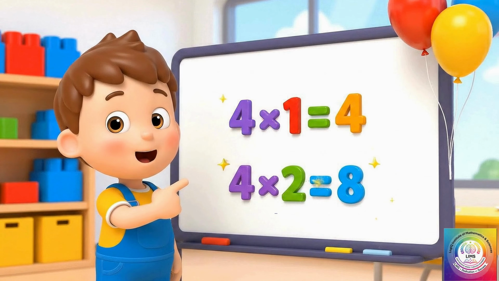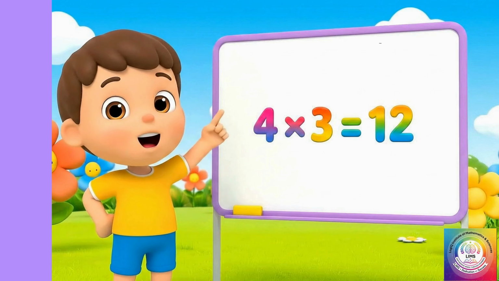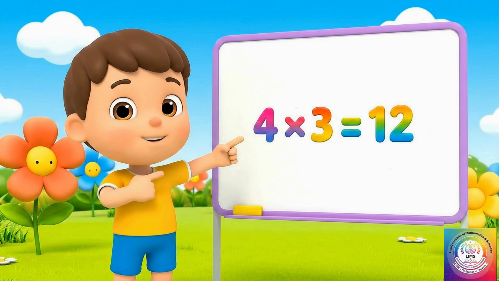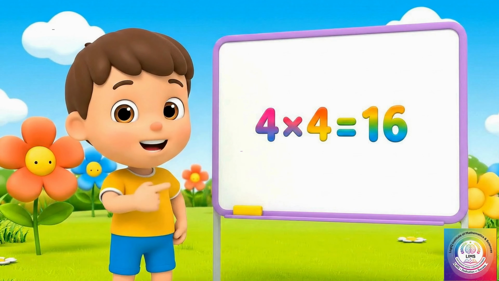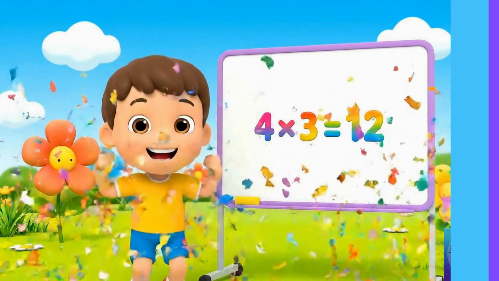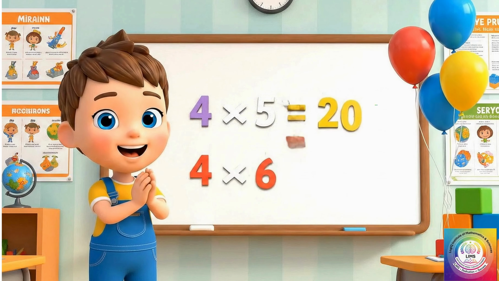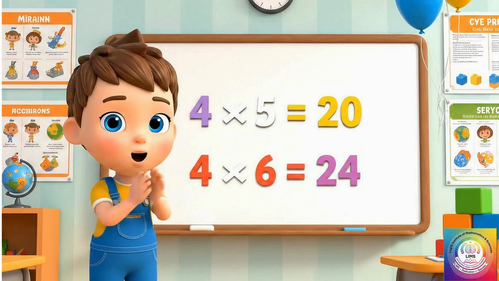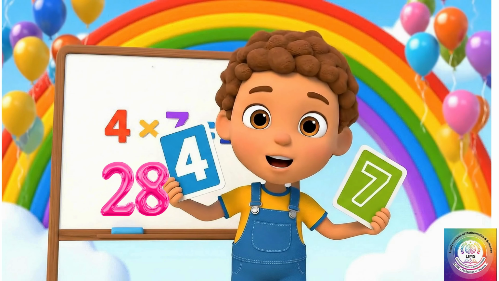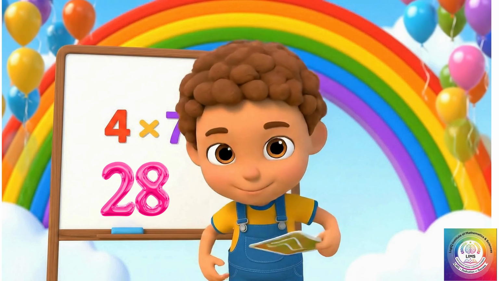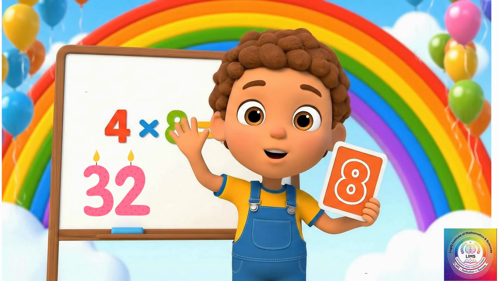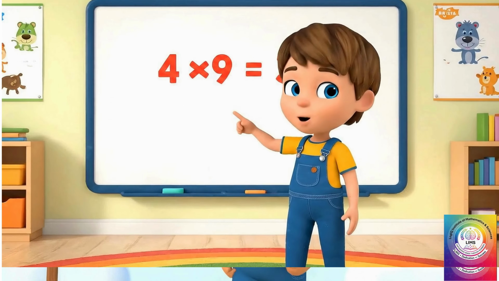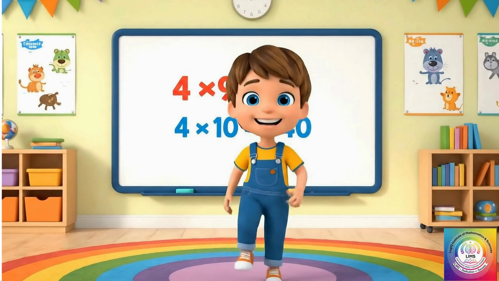4 twos are 8. 4 threes are 12. 4 fours are 16. 4 fives are 20. 4 sixes are 24. 4 sevens are 28. 4 eights are 32. 4 nines are 36.